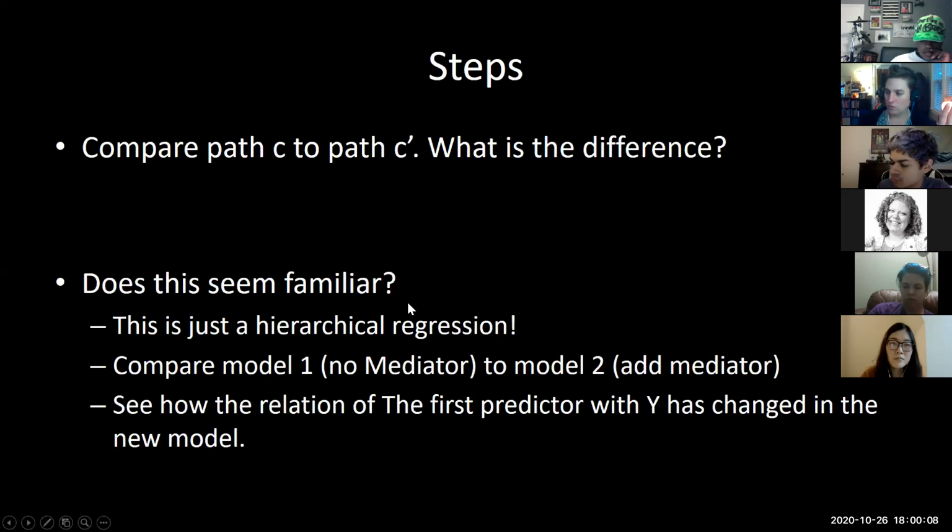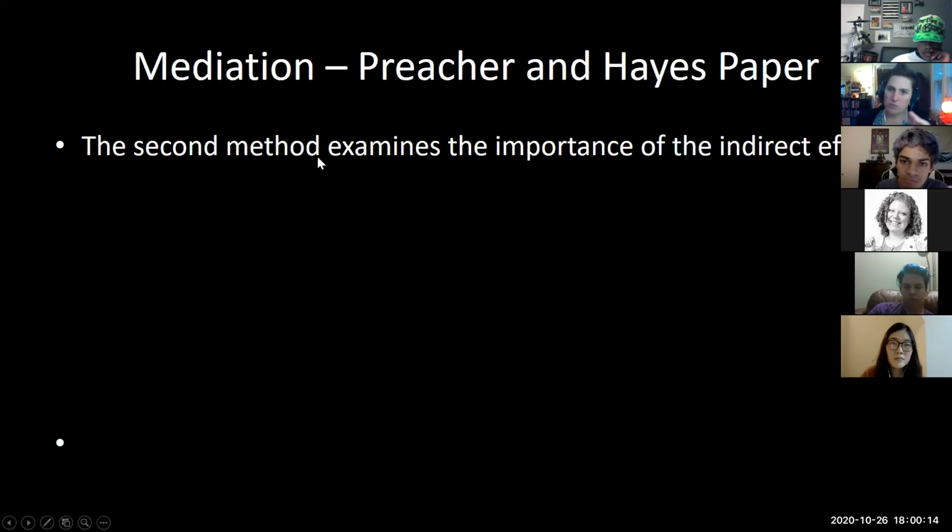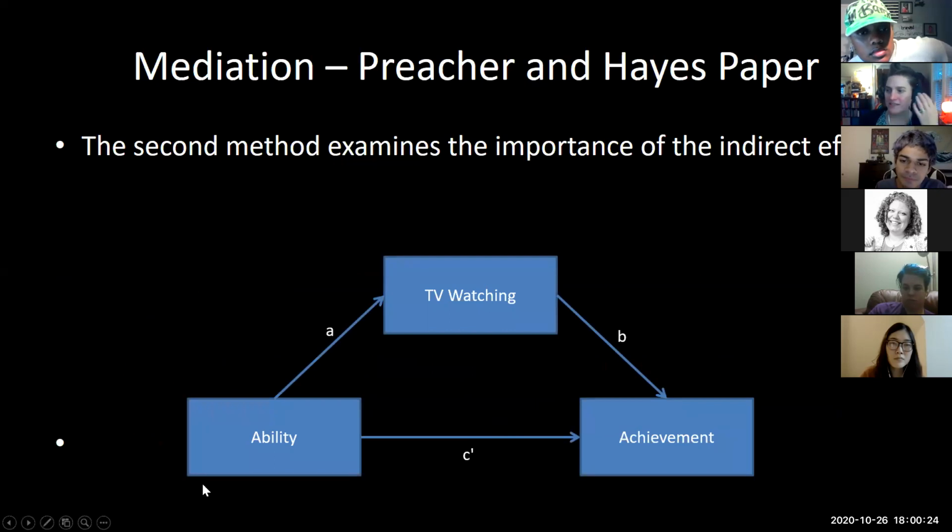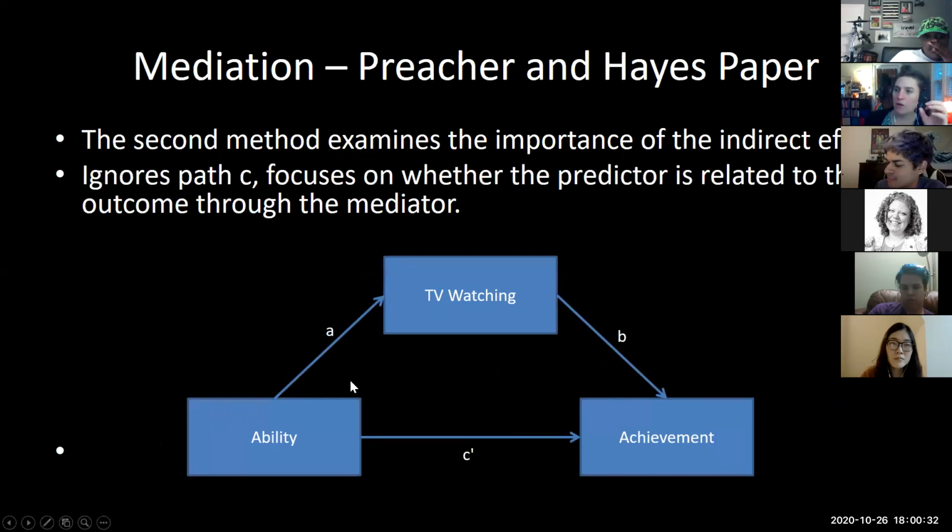So you do that with a hierarchical regression. That's all it is. And so Preacher and Hayes, just to alert you to what it is that they're focused on, because you'll get a chance to look at this. It's the same idea. In this case, I'm looking at the relationship between ability, whatever ability means, TV watching, and achievement. Now, with Preacher and Hayes, they're ignoring path C.